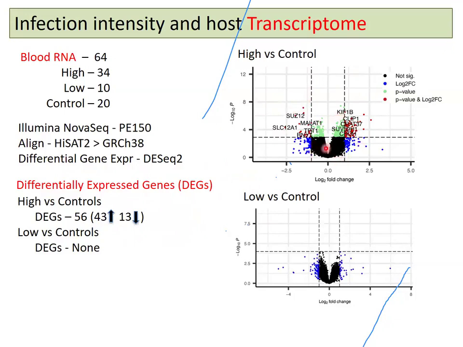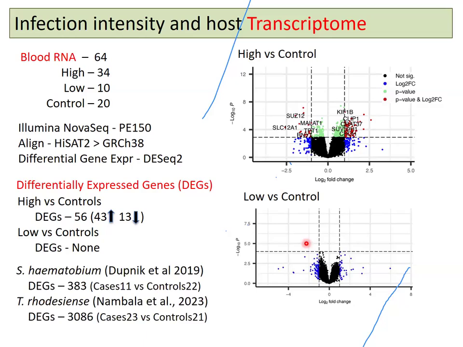All those signals in black were not good signals. The ones in blue have a log 2-fold change, meaning a 2-fold upregulation. Those that were significant are in green, and the ones in red are the ones that had significant p-values and over 2-fold log-fold change. So we looked at those that were quite significant with a high fold change, and we obtained 56 differentially expressed genes. Then when we compared the low infection intensity with the control individuals, we observed that there were no differentially expressed genes which were quite significant.